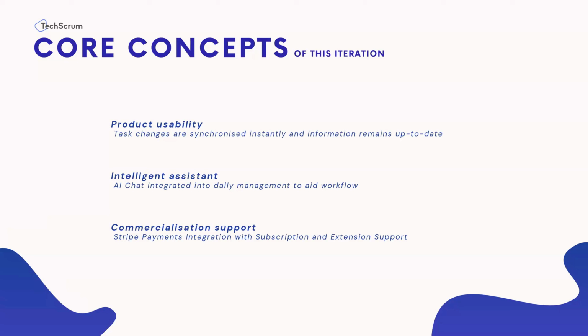And then is the intelligence assistance. To reduce the manual work and improve daily flow, we integrated an AI assistant directly into the platform. It helps with tracking, planning, and even responding, making collaboration smarter and smoother. And then is the commercialization support. Finally, we know teams need payment features at a certain point, so we've integrated Stripe to support subscription and extensible payment flows, making TechScrum a scalable solution.